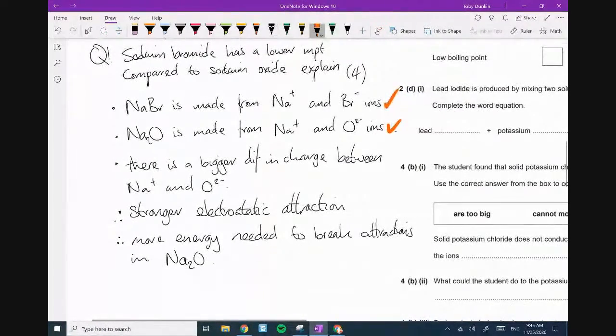So it is actually 4 marks, but what you realize is it's kind of 5 bullet points. You always have to link it to energy. If they ever mention melting point, you've got to drop in energy.